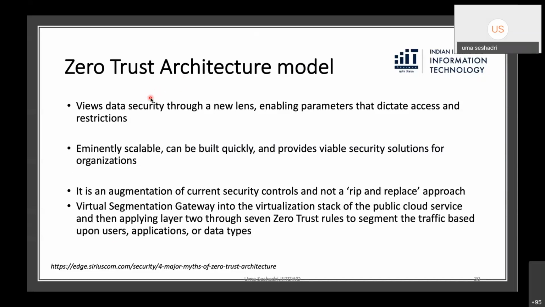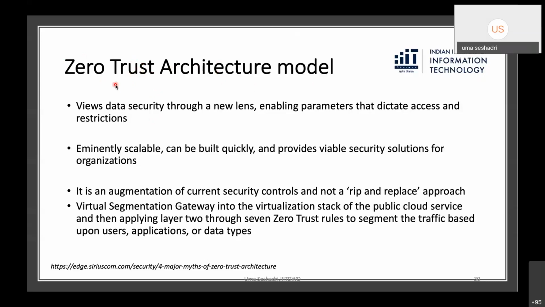The traditional model used to say all the employees in the organization are trusted employees. They will never create security-related challenges. But today we say it is zero trust. Everyone you consider a potential intruder into the organizational assets. So you have zero trust, and that kind of threat modeling is called the zero trust threat model.